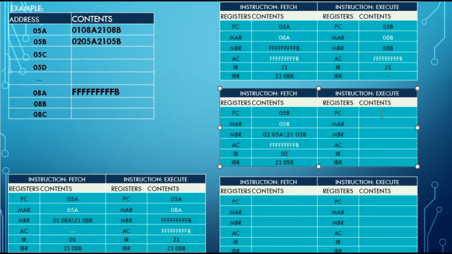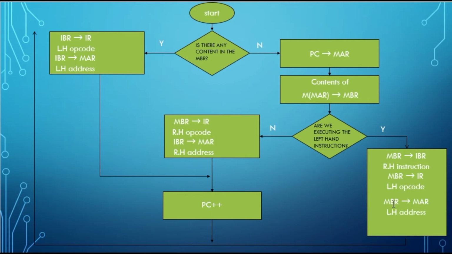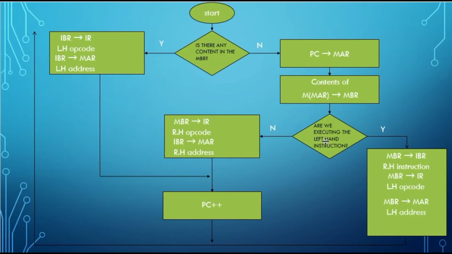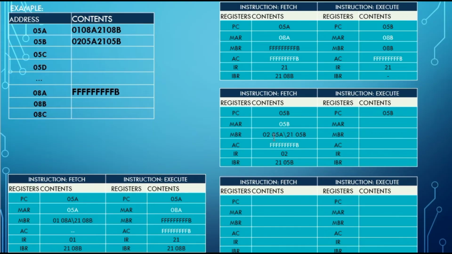Because we're executing this, we just say 05B, and then our algorithm is saying to get the left-hand address and place it in the memory address register from the memory buffer register. So here we're going to get the left-hand address, right? The left-hand address is 05A. So 05A is 05A, like so. That's the left-hand address, right?